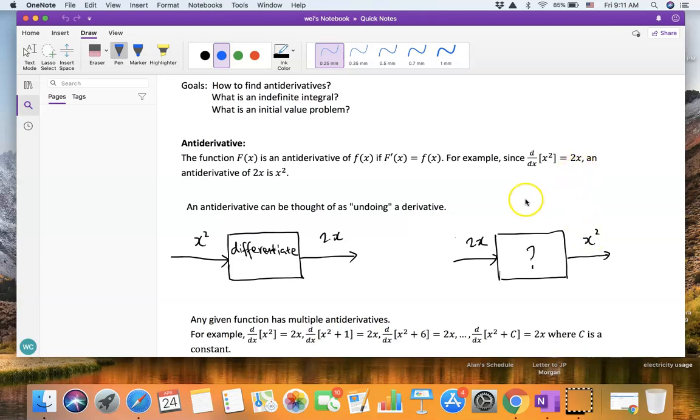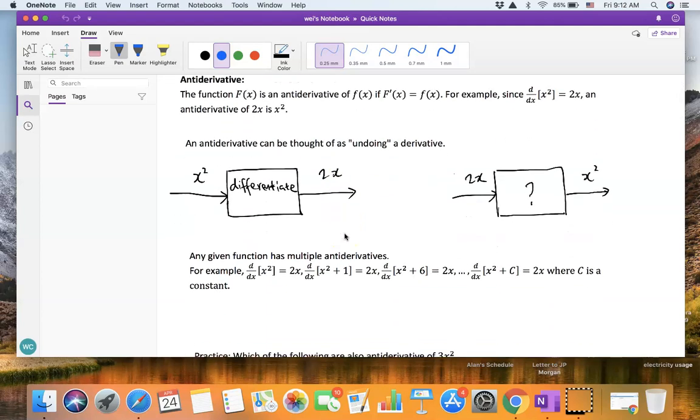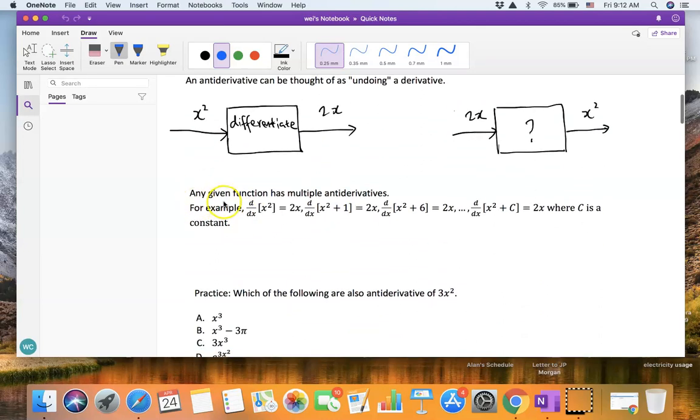Now, another interesting fact about the antiderivative is that the antiderivative is not unique. This is different from the derivative, because the derivative is unique. Like the derivative of x squared, it can only be 2x, right? It can't be 3x or 4x. But the antiderivative is not unique. Any given function has multiple antiderivatives.